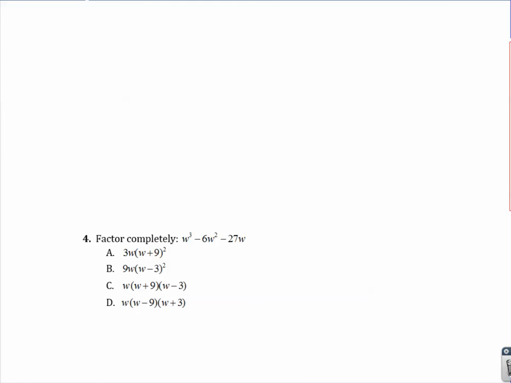Next one, factor completely. w cubed minus 6w squared minus 27w. So what we want to do when we're trying to factor most of our problems is look for a GCF. Do we have a GCF? We need to find that before we use our app. Well, in our previous problems, we haven't had one, but in this one, I see that I have a w in each of my terms. So I can divide out a w from each one because it is a GCF.